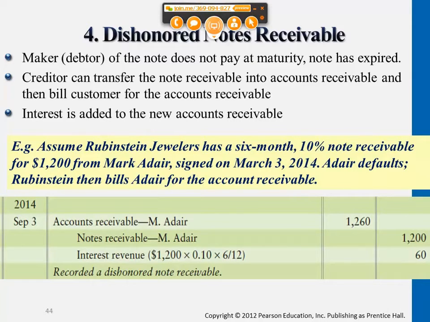So this is an example here, assuming that this company has a 6-month note that has 10% interest, $1,200, signed off to another customer. And now it defaults, meaning that this customer didn't pay this notes receivable principal plus interest after 3 months. So in this case here, a company has the right to convert these notes receivable also into accounts receivable. Okay, so meaning these two actually could be switched around if the company decides to do so.